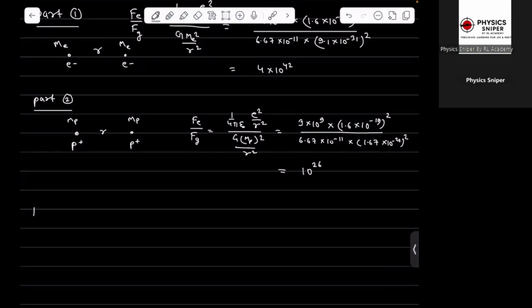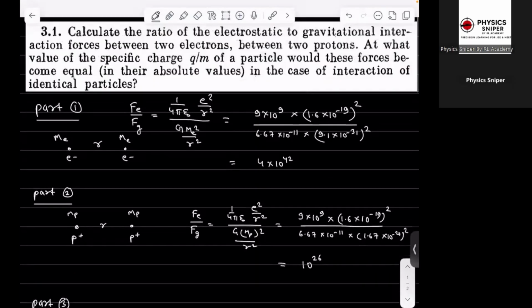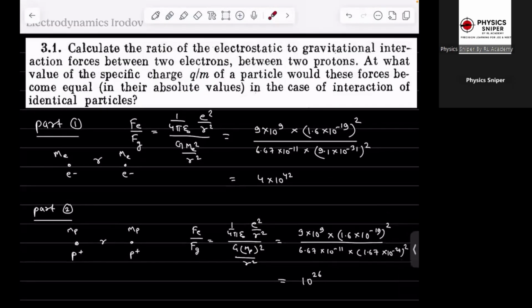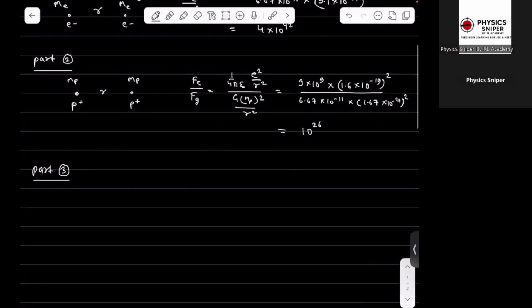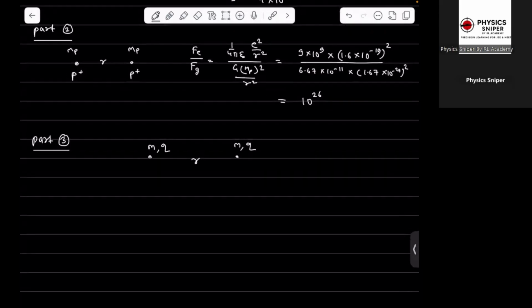And now the part 3rd. Part 3rd is saying that at what value of specific charge Q by M of a particle. This time we are not talking about an electron, proton or anything else. We are just talking about general particle जिसके पास में कुछ Q charge और M mass उसका होगा. ये दोनों फोर्स इक्वल हो जाने चाहिए. मतलब दिस टाइम दे आर सेइंग दैट कि ये कोई भी पार्टिकल हो सकता है जिसमें M मास और चार्ज Q है, और दूसरा पार्टिकल M मास और चार्ज Q, और उनके बीच में R है. ये बोल रहा है कि इनके बीच में मेरे को ये दोनों इक्वेट कर देना है.